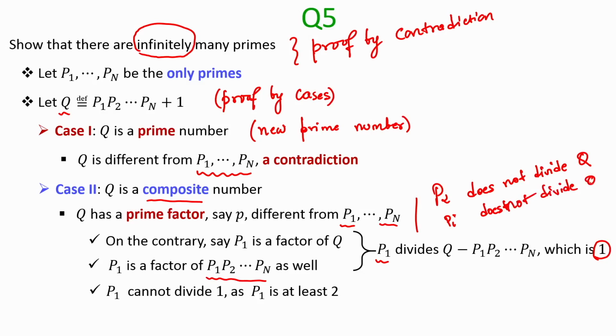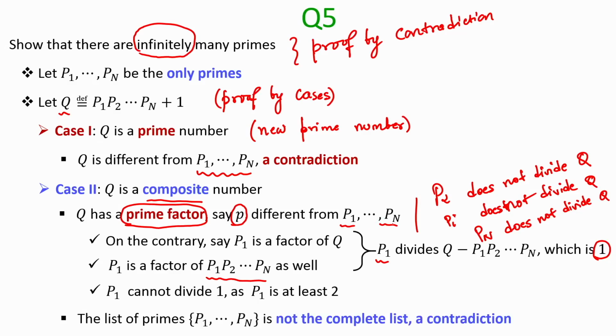And in the same way, I can show that pn does not divide q. But q definitely has a prime factor, because that comes from my fundamental theorem of arithmetic. You take any number, it can be expressed as a product of prime powers. That means it has definitely one prime factor, say p, but at the same time I am showing that p cannot be p1, it cannot be p2, it cannot be pn.